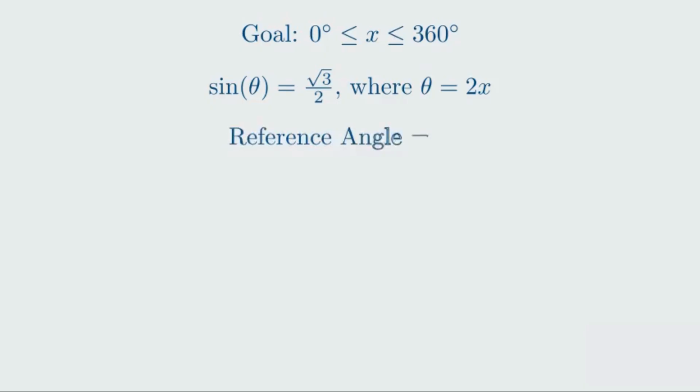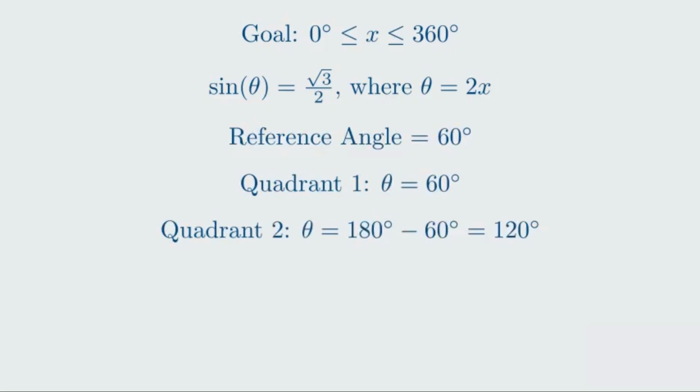However, our equation has 2x, not x. This means we first need to find the possible values for 2x and then solve for x. First, let's solve for the possible angles where the sine is positive and equal to the square root of 3 over 2. Remember the unit circle or special triangles? Sine is positive in the first and second quadrants. The reference angle for which sine is square root of 3 over 2 is 60 degrees, or pi over 3 radians. So, in the first quadrant, theta, which is our 2x, is 60 degrees. In the second quadrant, theta is 180 minus 60, which is 120 degrees.